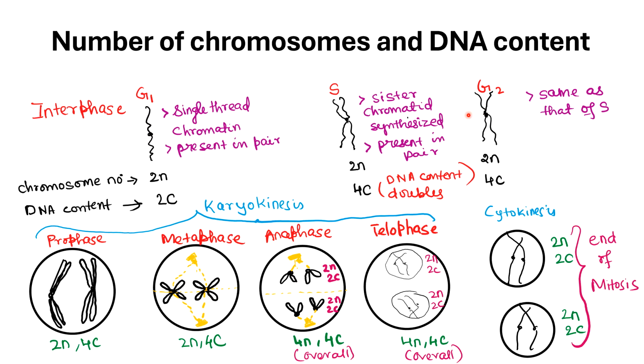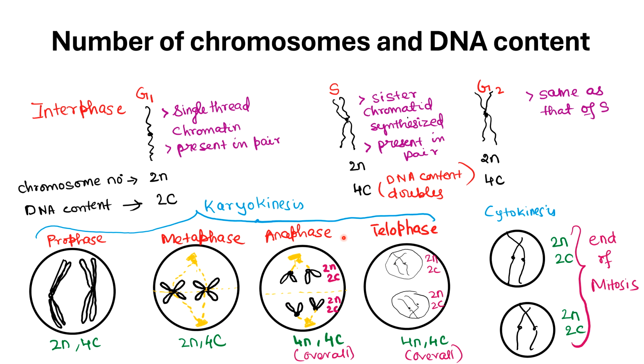We don't do anything in the G2 stage, so it remains the same, 2n 4c. In prophase, there is just the condensation of chromosomes, so again we have 2n 4c. In metaphase also, there is just the condensation, and the chromosomes lie along the equator, so the chromosome number is again 2n and the DNA content is 4c. Why? Because two sister chromatids are present.